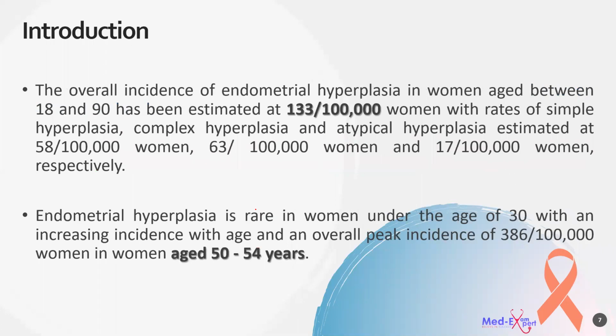The overall incidence of endometrial hyperplasia is about 133 per 100,000 women. And the peak incidence is between the ages of 50 and 54 years. So this is the peak age of endometrial hyperplasia, between 50 and 54 years of age.